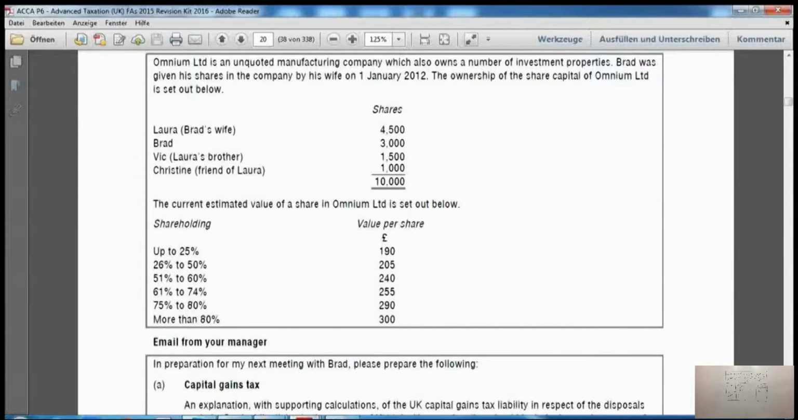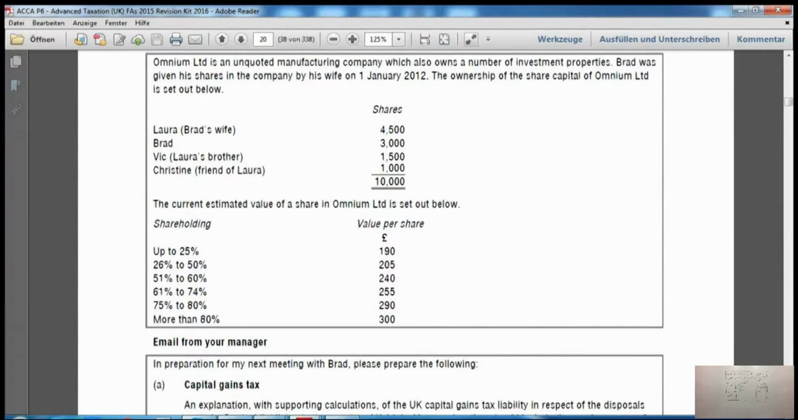As you can see on your screen, Laura, who is Brad's wife, owns 4,500 shares, which is 45% of the company, and Brad himself owns 3,000 shares, which is 30%, and Vic and Christine own 15% and 10% respectively. They are also family friends. After that it gives the current estimated value of the shares. If you own up to 25%, your value per share would be £190, and it could go maximum to £300 if you own more than 80%.